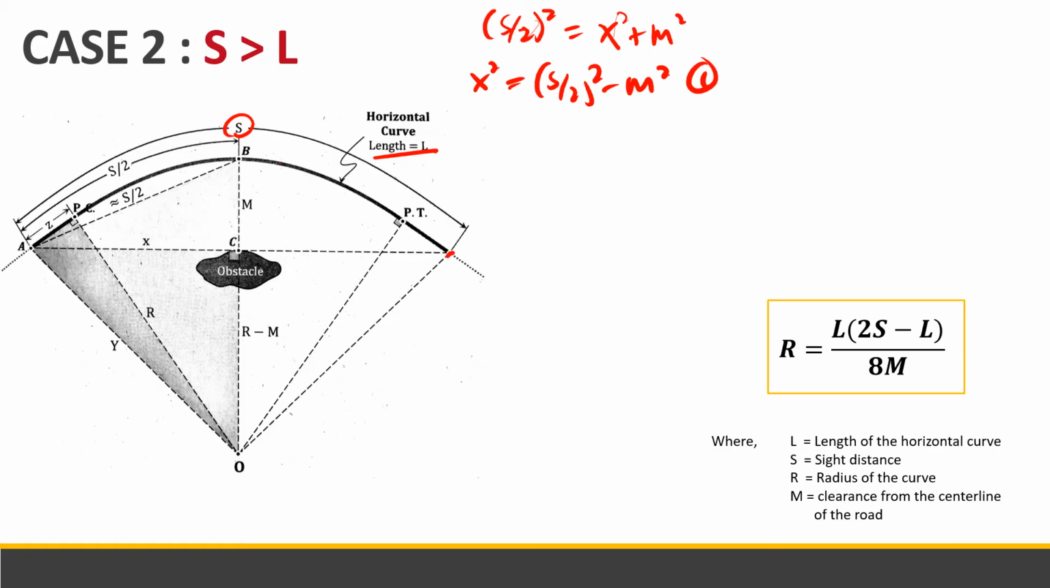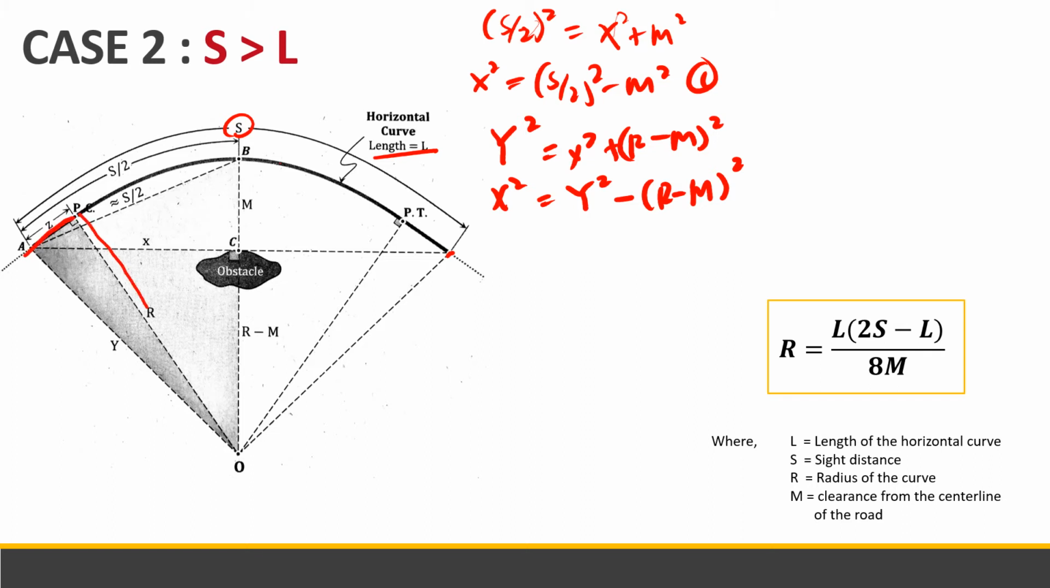And considering triangle ACO, so y squared is equals to x squared plus r minus m squared. So this is x squared equals y squared minus r minus m squared. So considering triangle A, BC, and O, so this is equation 2.